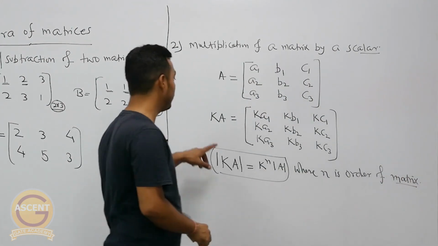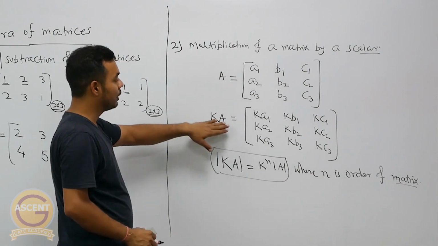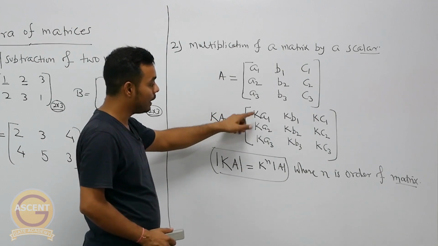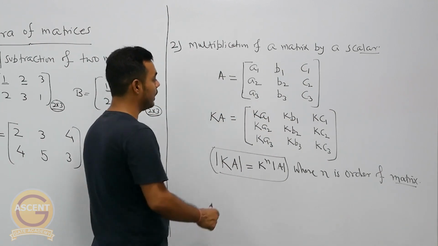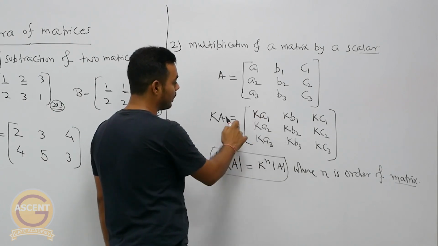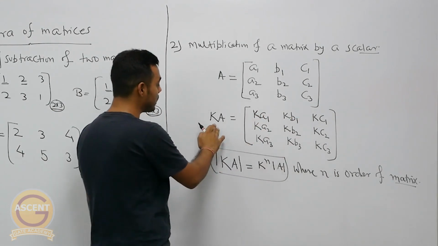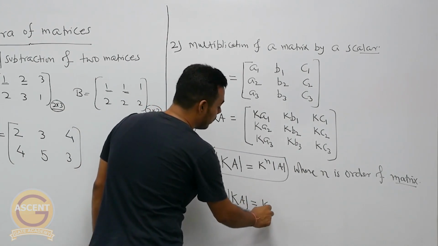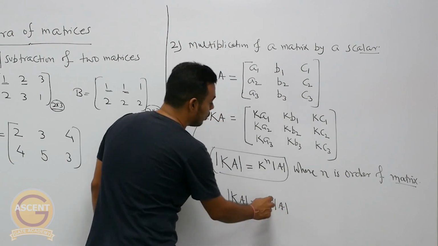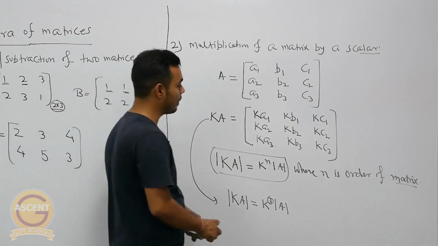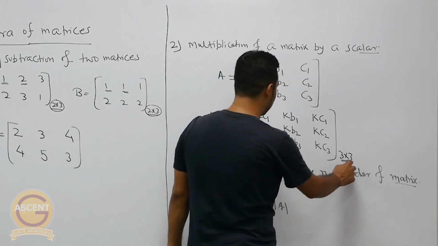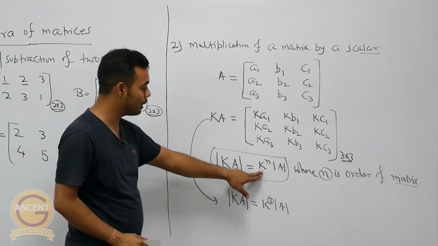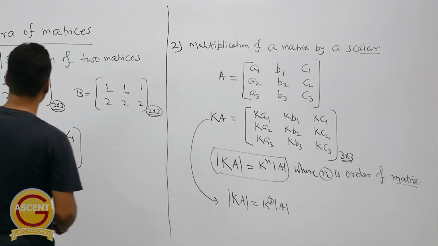See here, if I have to calculate the determinant of K into A, then what will happen? We have to calculate the determinant of this matrix. In case of a determinant, we can take any element common from either a row or a column. So you can take a K common from each column, so you will get one K here, another K, another K. So in this particular example, the determinant of K into A will be K cube into determinant of A. Why K cube? Because this matrix was of order 3 into 3, with 3 rows and 3 columns. In general, if I have a matrix of order n, then the determinant of K into A will be K to the power n into determinant of A. So this is a very important property.